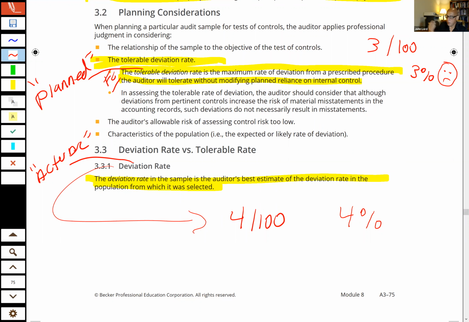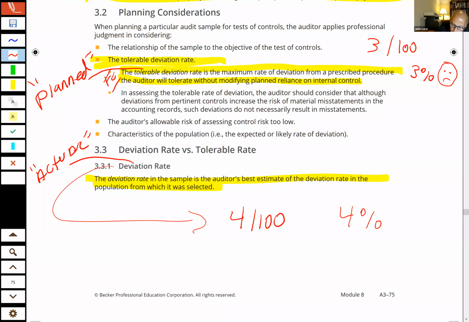To tolerate 3 not signed, they cracked my tolerable rate. So now I'm going to have to do what? I'm going to have to go and do the nature, extent, timing on my substantive procedures, right? Because the control did not have operating effectiveness.